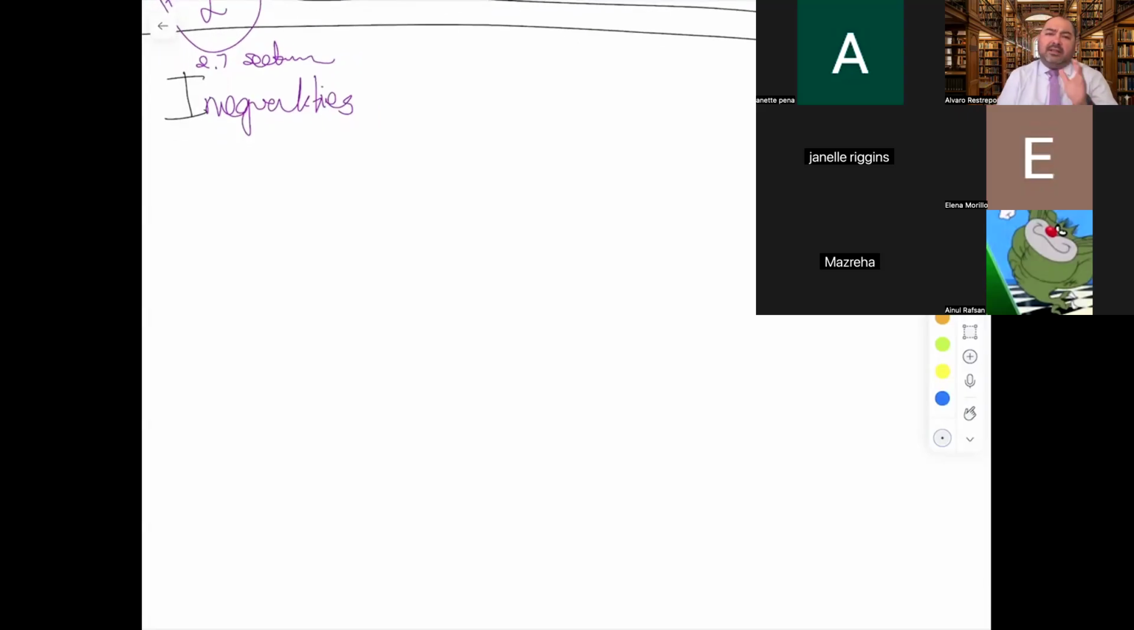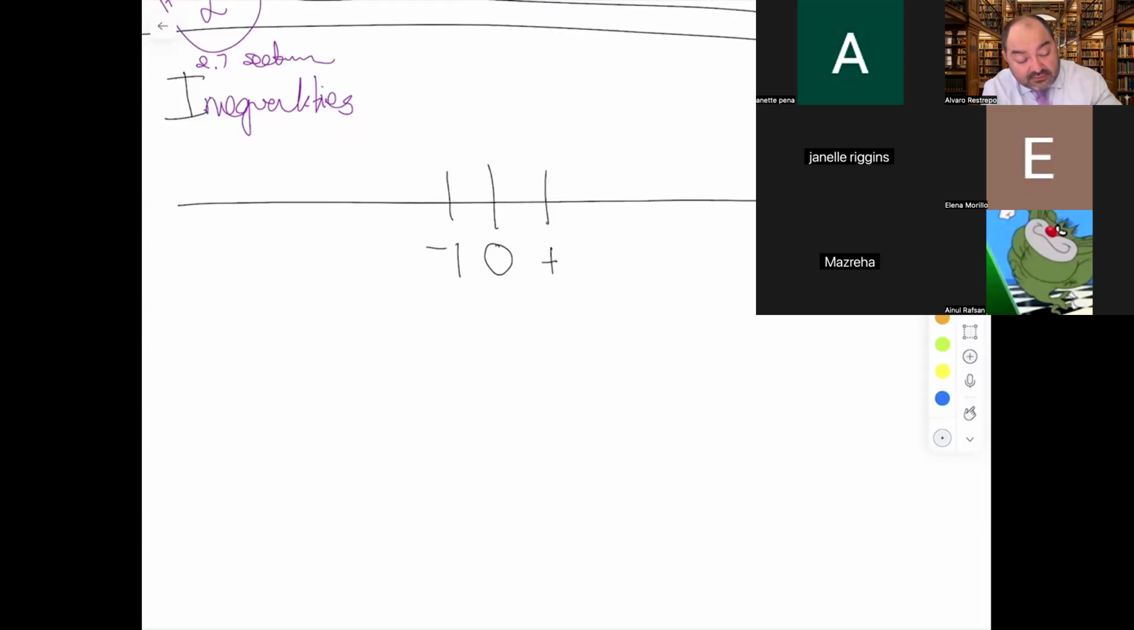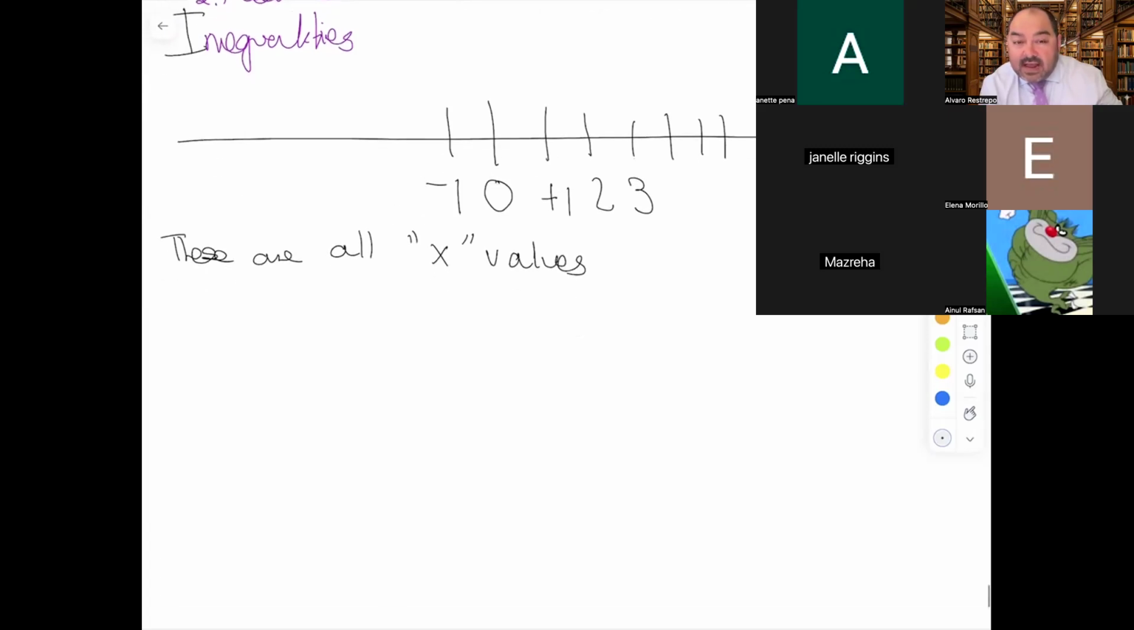So let's learn about these inequalities, right? If we draw a number line, and this is 0, it's in the middle. If I go to the left, it's a -1. If I go to the right, it's a +1. If I keep going, so this is 2, 3, and so on, what's going to happen? I'm going to end up with positive infinity, right? And these are all x values. Where do x values go if I draw something like this? Where would they go?